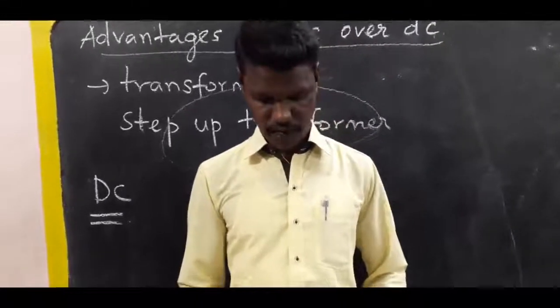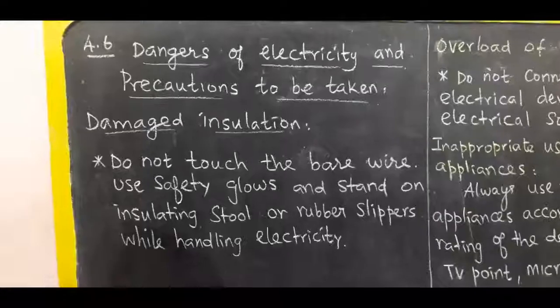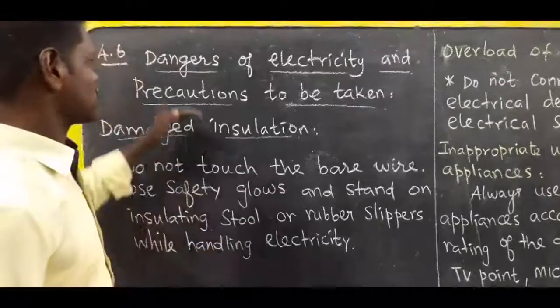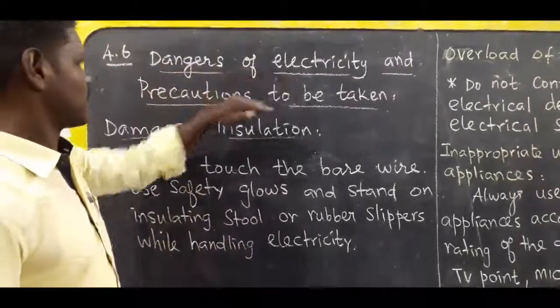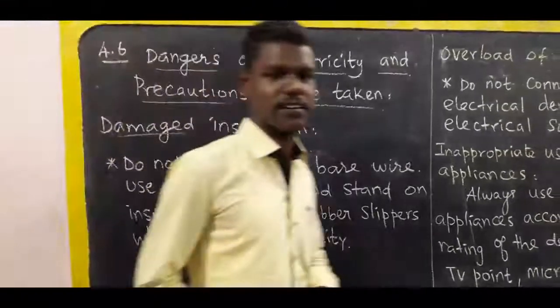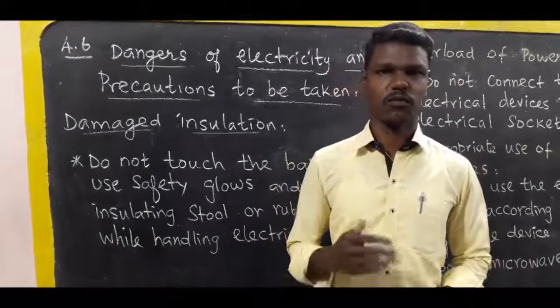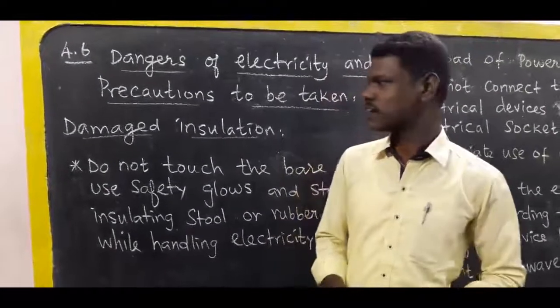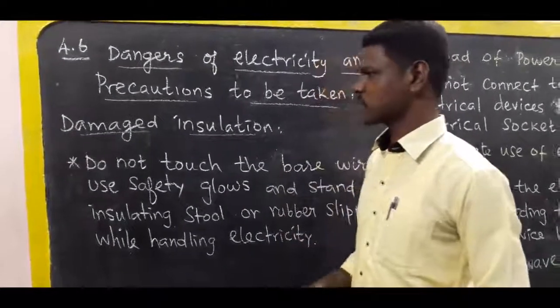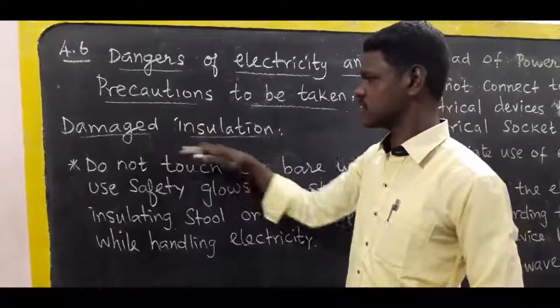Next, 4.6, we will discuss. Now we are going to discuss the dangers of electricity and the precautions to be taken. So electricity can be dangerous, and we are going to learn the precautions to be taken. First one is damaged insulation.